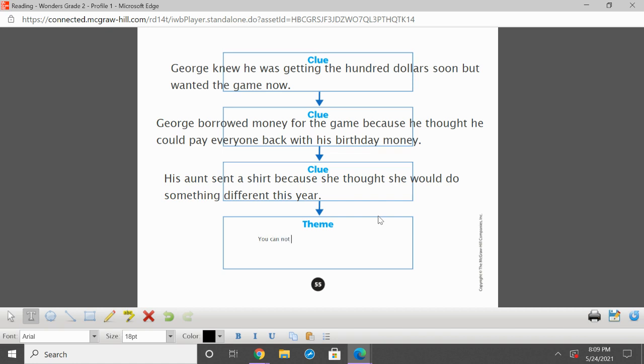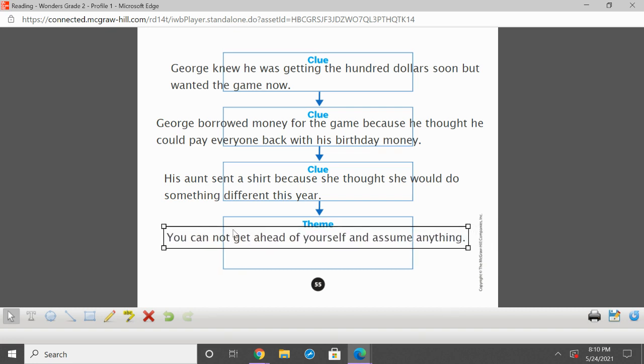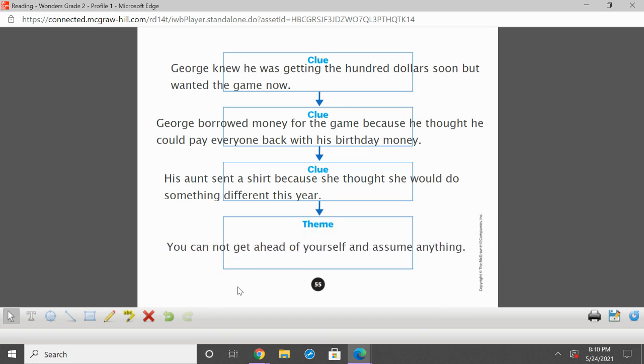You cannot get ahead of yourself and assume anything. So assume means guess, right? You can't guess that something's going to happen because you don't know. Someone might want to do something different. Just because you always did something doesn't necessarily mean that it's always going to be that way, right? So go ahead on for our theme.